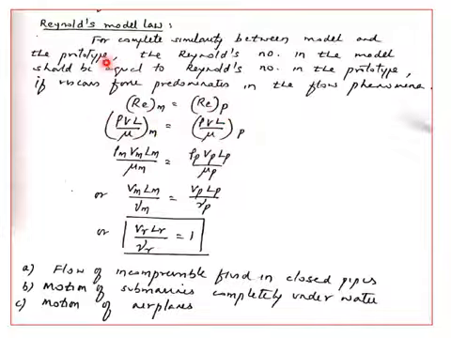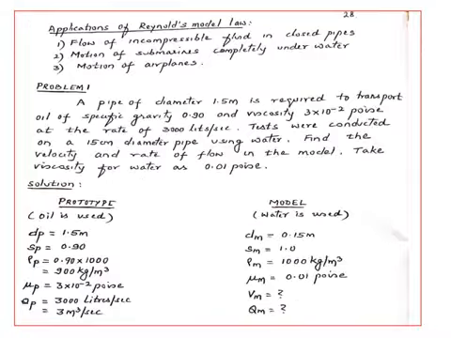So where is this Reynolds model law used? It is used for the flow of incompressible fluid in closed pipes, or the motion of submarines, which are completely underwater, where viscous force predominates, or the motion of airplanes. So it finds applications in these three cases: flow of incompressible fluid in closed pipes, motion of submarines, or airplanes. Let us look at the application of Reynolds model law in the case of flow of incompressible fluid in closed pipes.